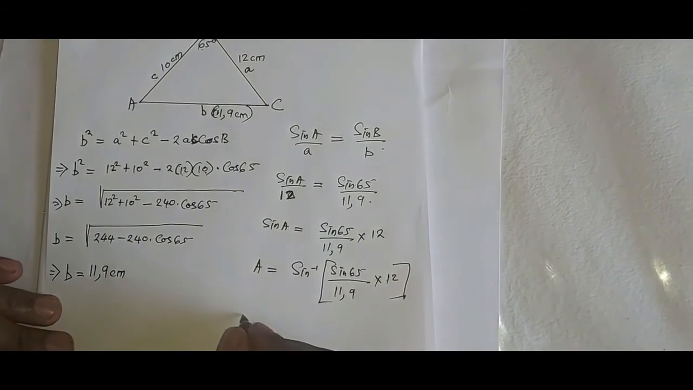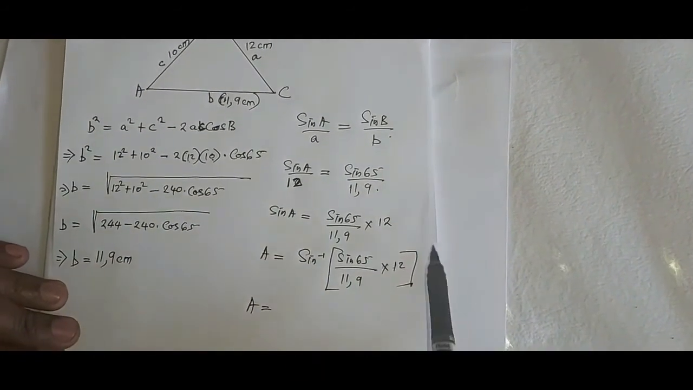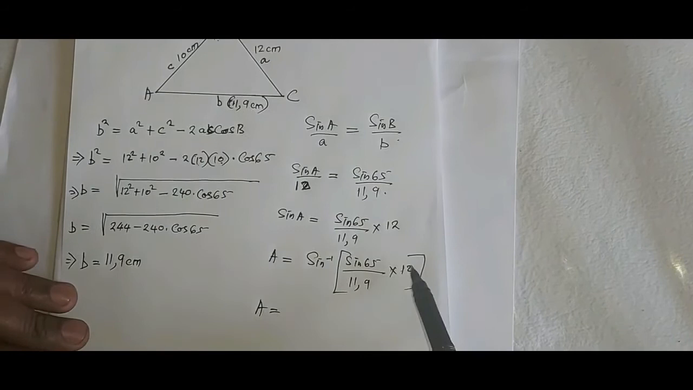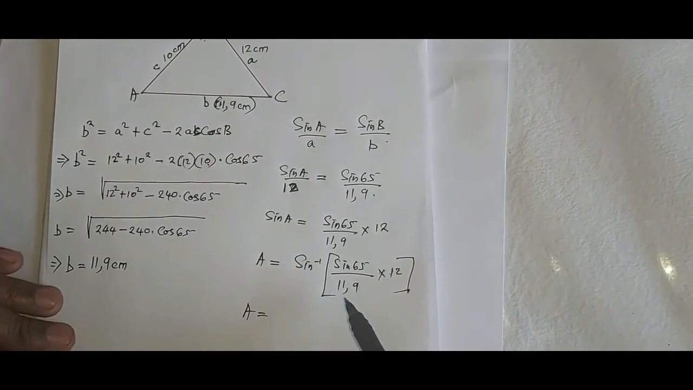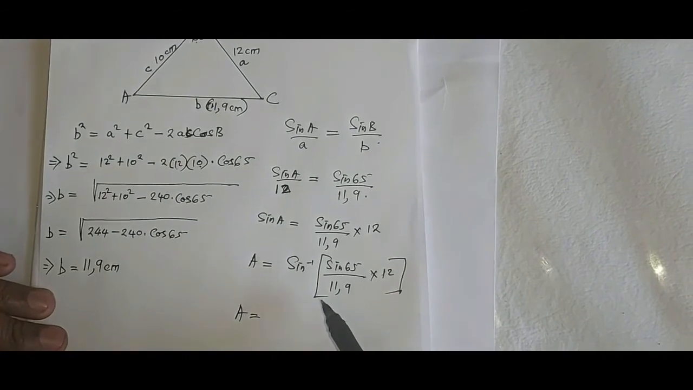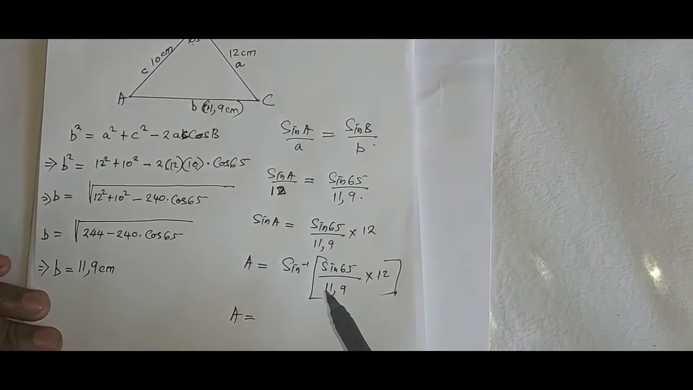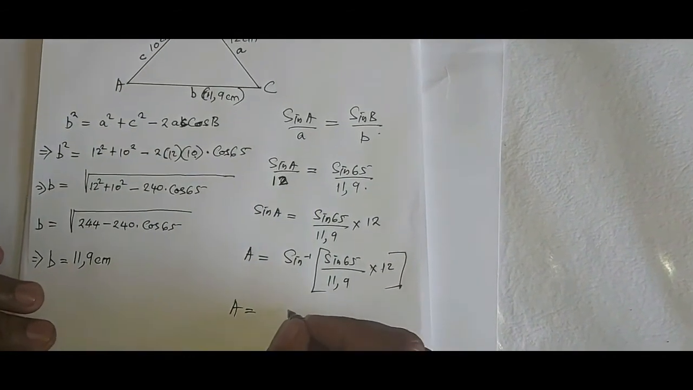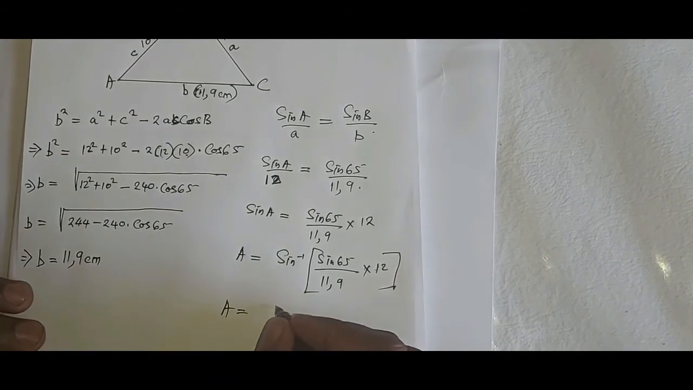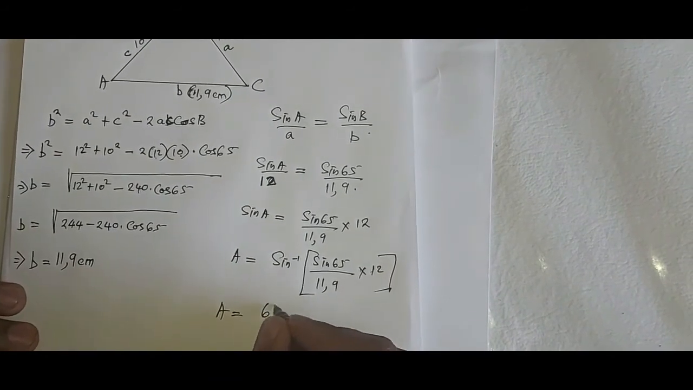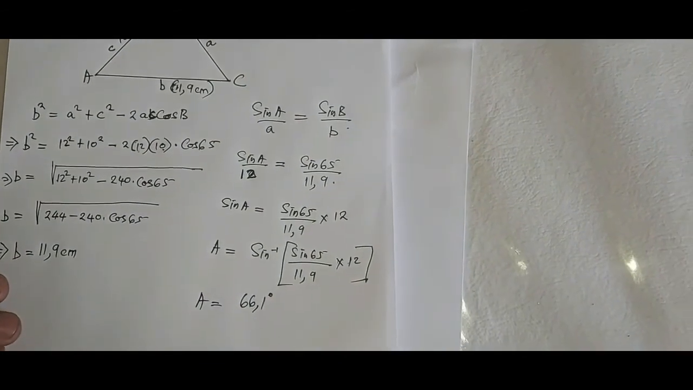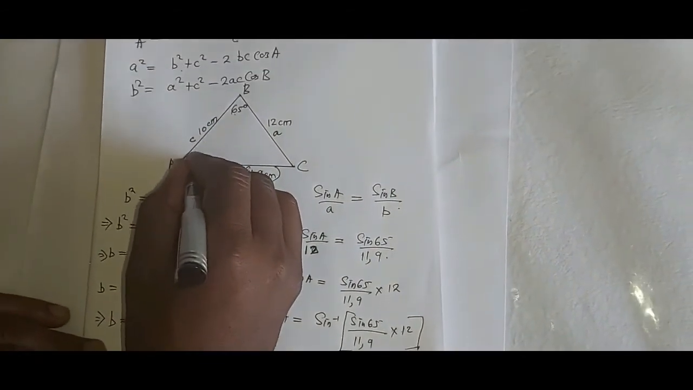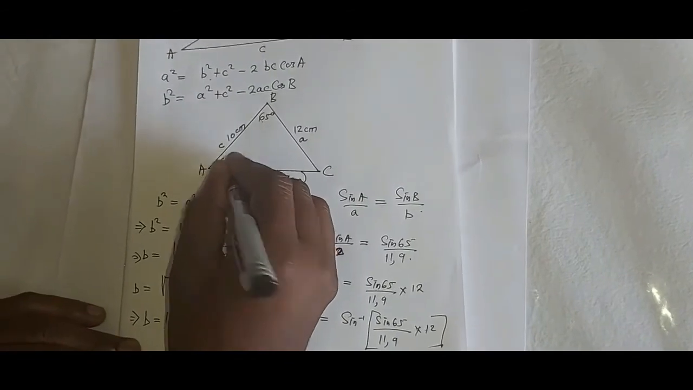That is to say, your A equals to, then you must be able to put this into your calculator once off to avoid unnecessary rounding off before the final answer, which means here in this case our angle A will be equals to 66.1 degrees. Then therefore we can now label here it's 66.1 degrees.